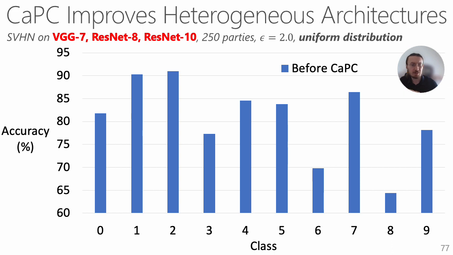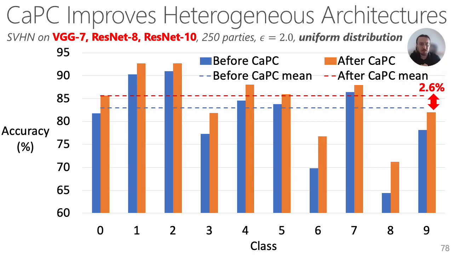So now, what is the performance of the Capsi framework? In this experiment, we investigate the situation in which different answering parties have models with different types of architectures. So here we use, for example, VGG7, ResNet 8, as well as ResNet 10 architectures. First we plot the per class accuracy for the model in the querying party, and this is before running the Capsi protocol. There are, in this case, 250 collaborating parties, and we set the maximum privacy budget to 2, so epsilon equals 2. The delta is set to the inverse of the number of data points, in this case, in this SVHN dataset. We assume that the data is uniformly distributed in each of the parties.